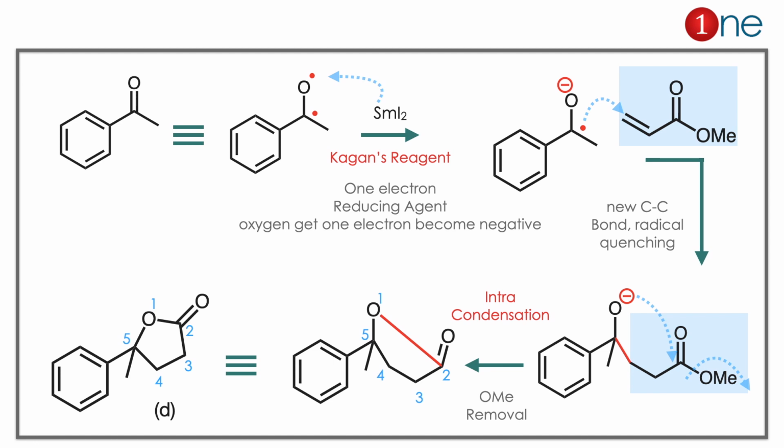So here you have to learn 2 important things. One is samarium iodide, which is Kagan's reagent. The reagent gives 1 electron for reduction. Then whenever you have a negative charge and an ester group, you might think of intramolecular condensation. Here the methoxy group leaves, and a new 5-member ring is formed. The driving force for this is ring formation.